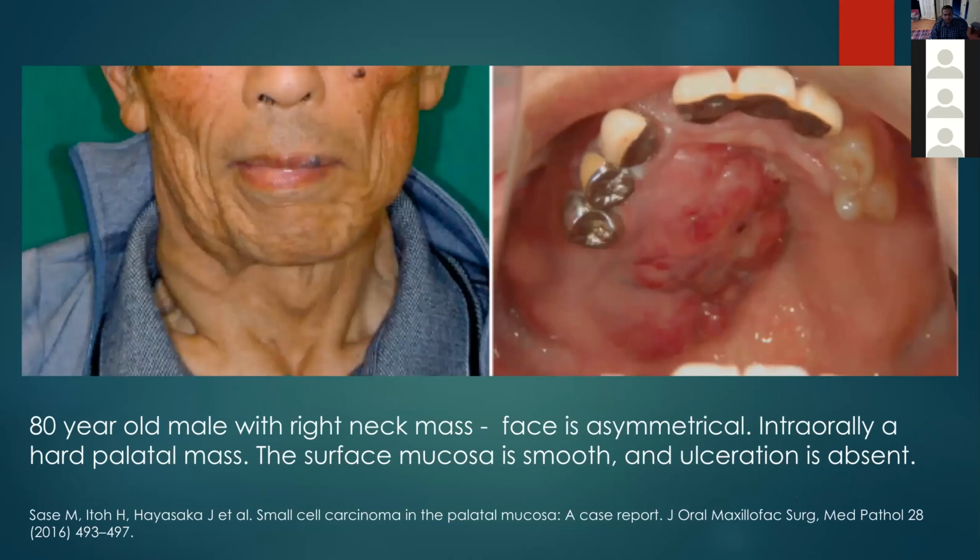And this is a beautiful example I found in literature. I have not had a small cell carcinoma of the oral cavity or head and neck. This is one in the Japanese literature, or from Japan actually. And this is an 80-year-old male with a neck mass. Face is asymmetrical, beautiful example of one. You can see the swelling here. Patient has a neck mass with a palatal mass. Surface is smooth, ulceration is absent.